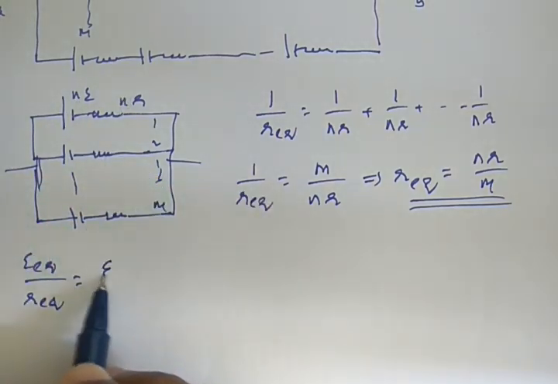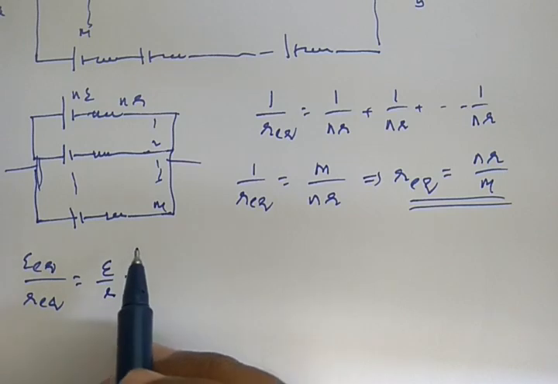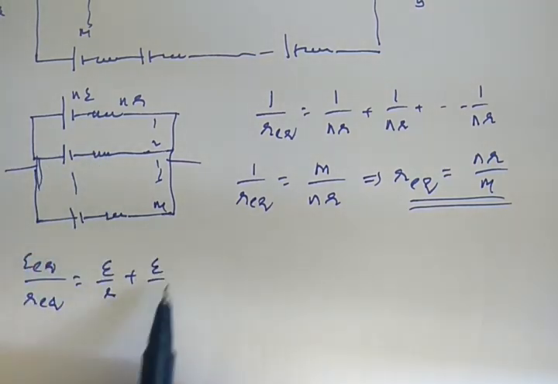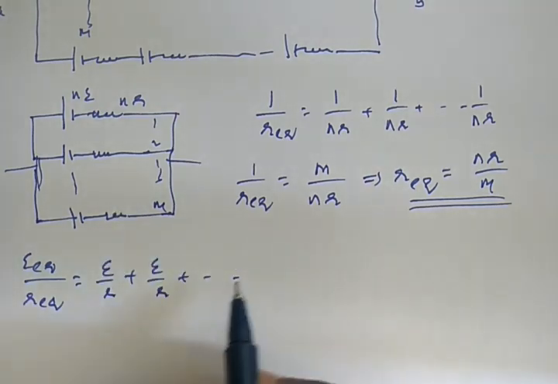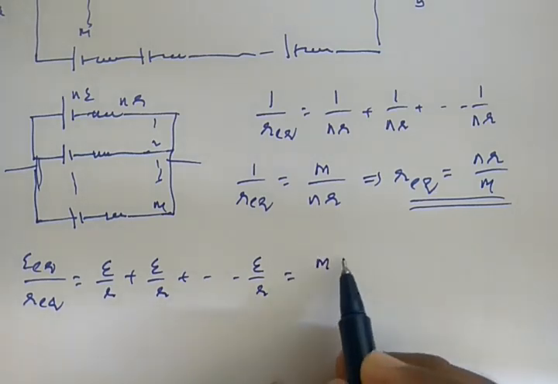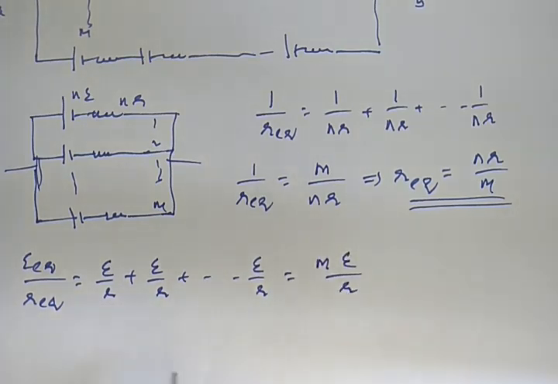Then you get E by R, plus E2 is also NE and R2 is also NR, so you get E by R and so on. Similarly, you have m number of batteries, so that will become mE by R.